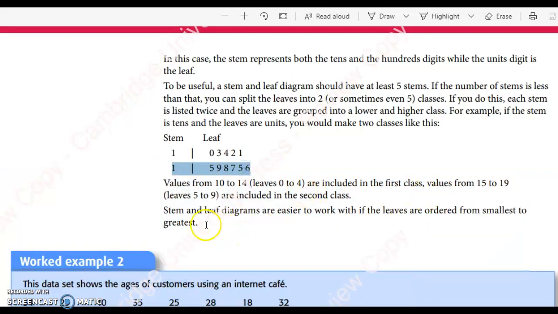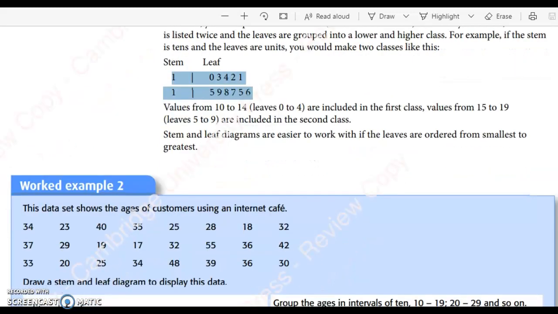Now, stem and leaf diagrams are easier to work with if the leaves are ordered from the smallest to the greatest. For this example, it's not written in order. For example, this is 0, 3, 4, 2, 1. So you have to make it into the right order: 0, 1, 2, 3, 4, 5, 5, 6, 7, 8, 9. So it should be like that.